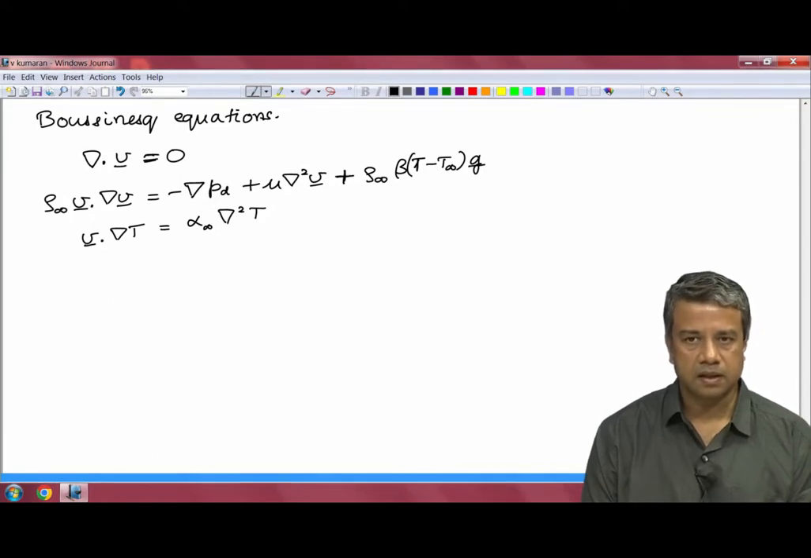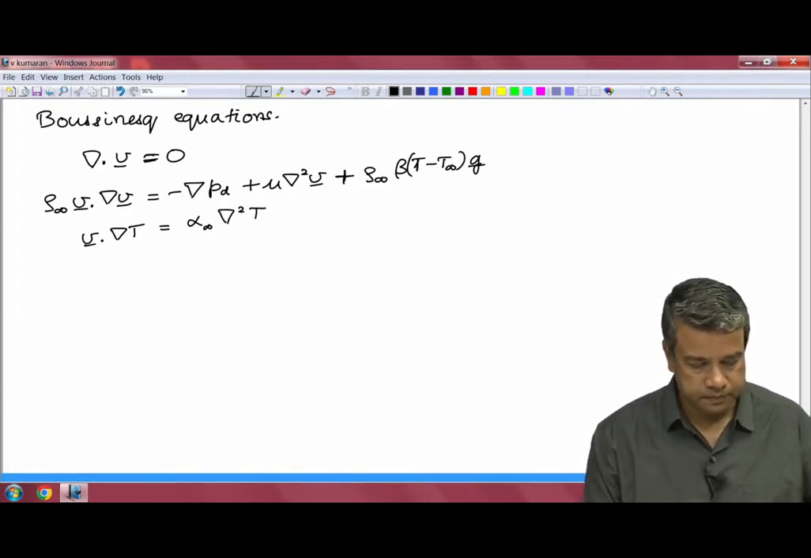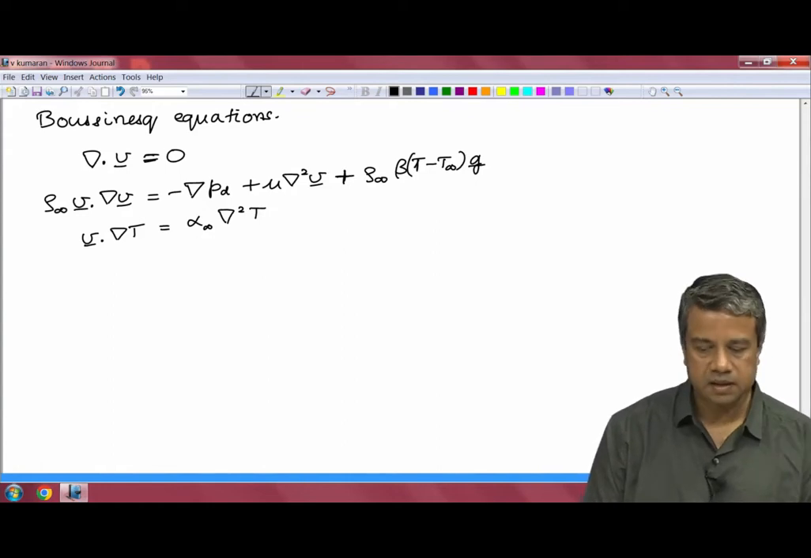where I have neglected the change in the thermal conductivity with temperature or with position in this case. There will be a change in viscosity, thermal conductivity and density with position, because the temperature is changing as a function of position. Okay. So, we can scale these equations.